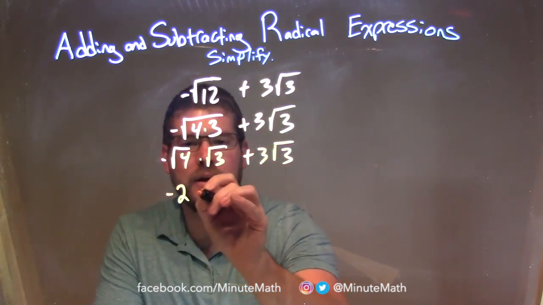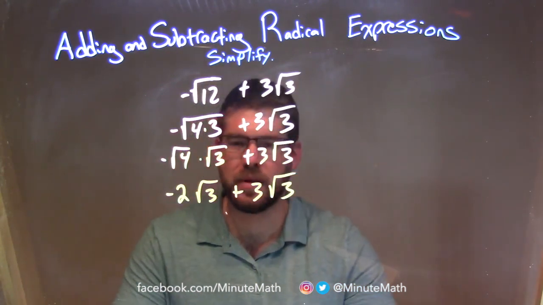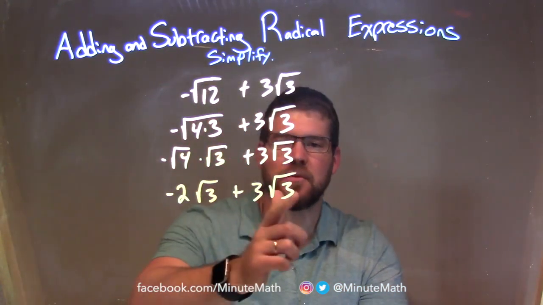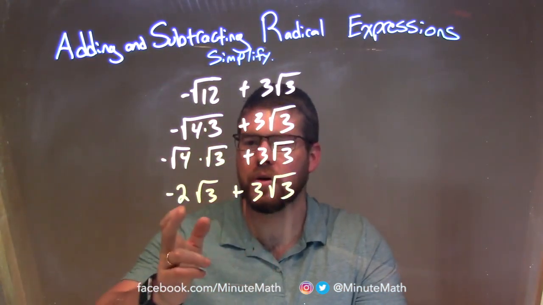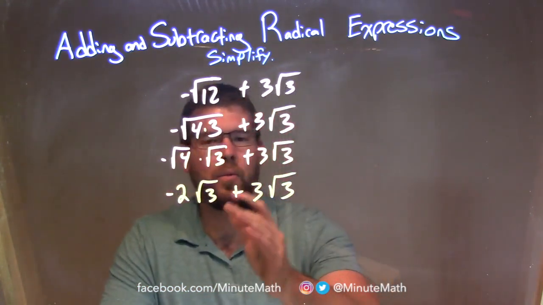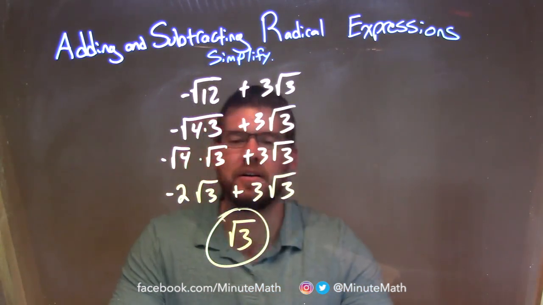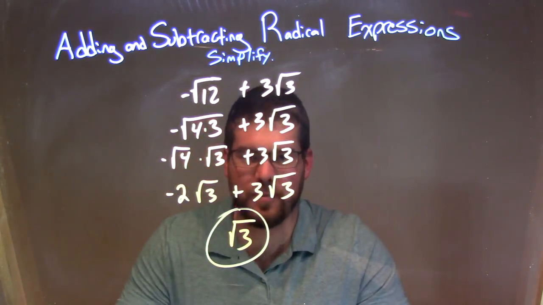So we have negative 2 out here times the square root of 3 plus 3 times the square root of 3. Well, now we have both the same square roots. That was our goal. So we look and we add what's in front. Negative 2 plus 3 is just a 1. Don't really need to write the 1. 1 times the square root of 3. And there we go. Our final answer here is just a simple square root of 3.